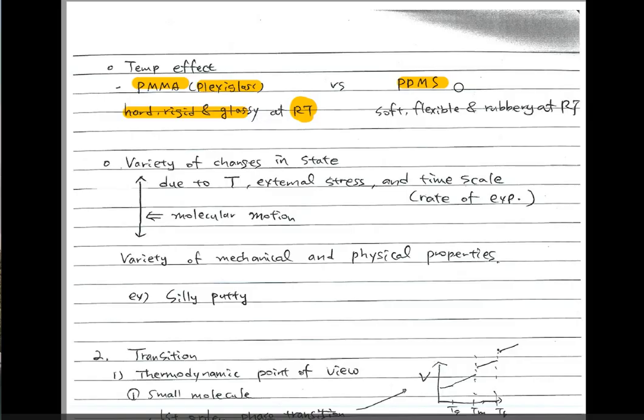On the other hand, PDMS's Tg is much lower than room temperature. And at room temperature, PDMS is basically very flexible rubber. So depending on the Tg of the amorphous polymers, their physical states are quite different.